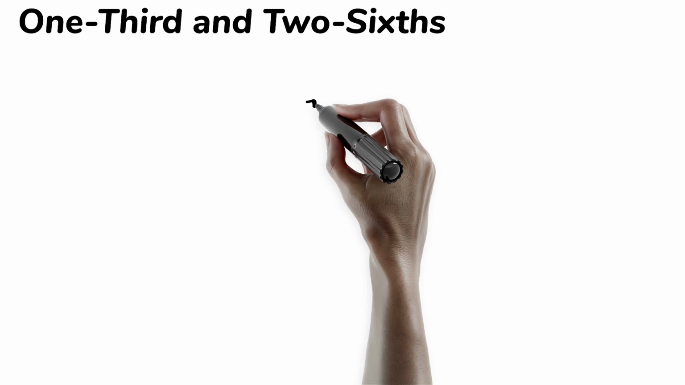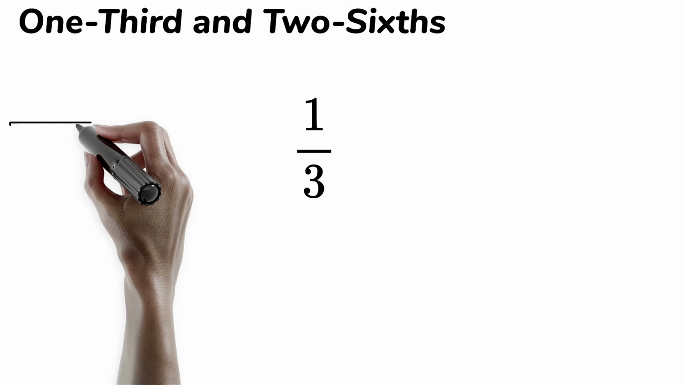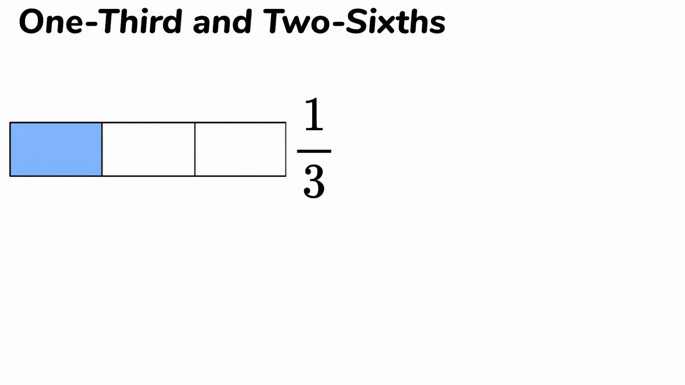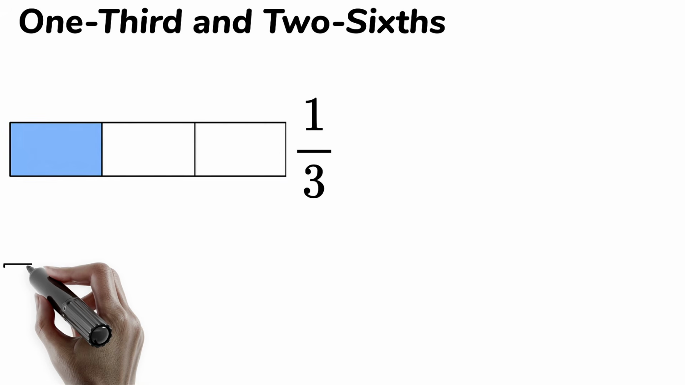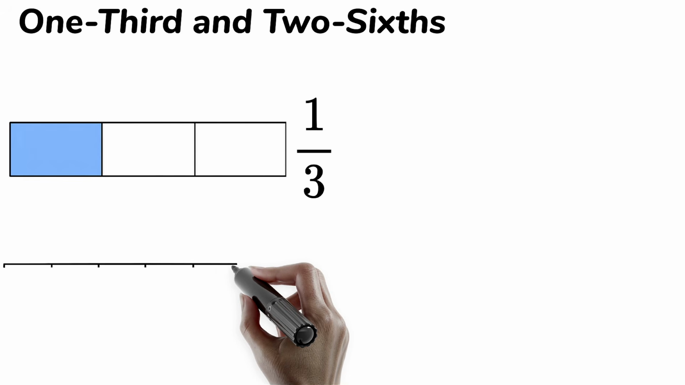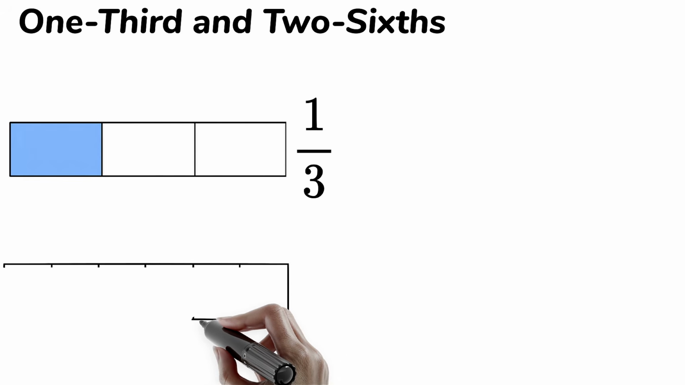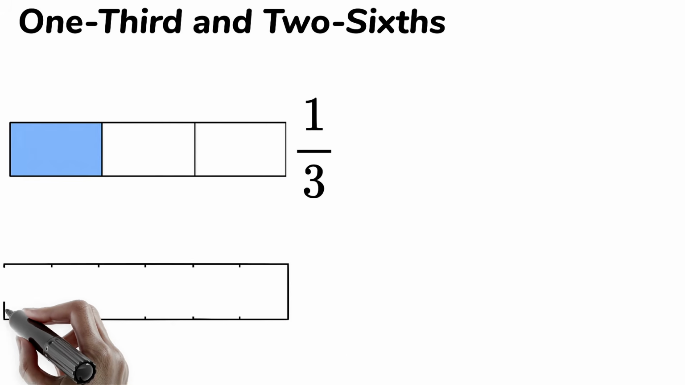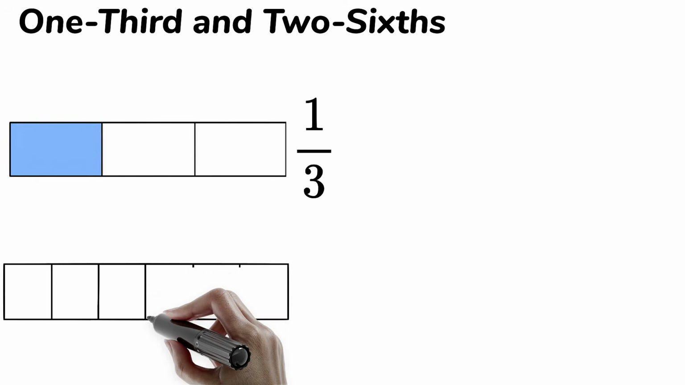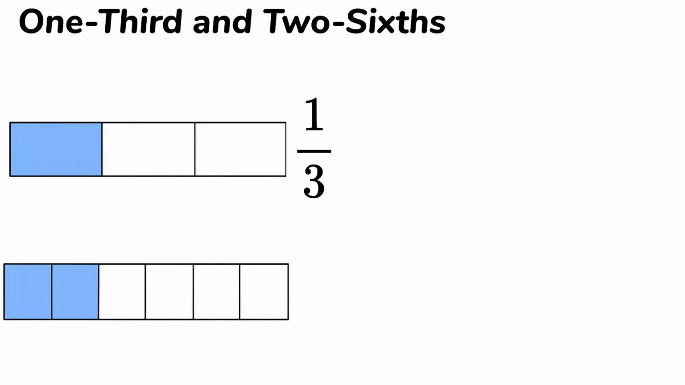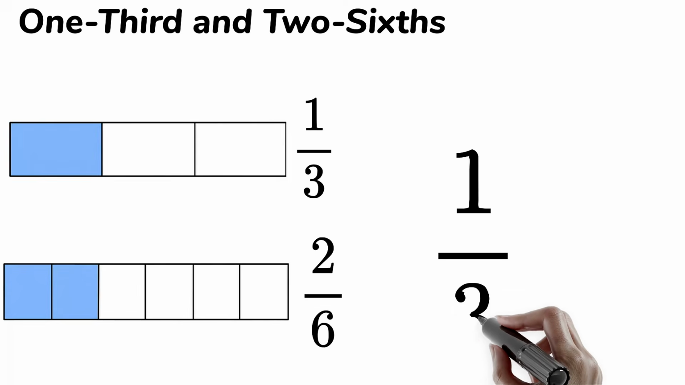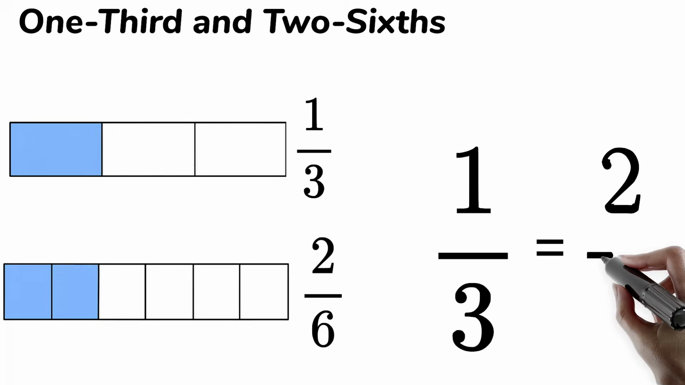Here we have 1/3. The whole is divided into 3 equal parts, and one part is shaded. Now let's divide the same sized whole into 6 equal parts. To cover the same amount, we need to shade 2 of those smaller pieces. The shaded amount didn't change. Only the number and size of the pieces changed. Therefore, 1/3 is equivalent to 2/6.